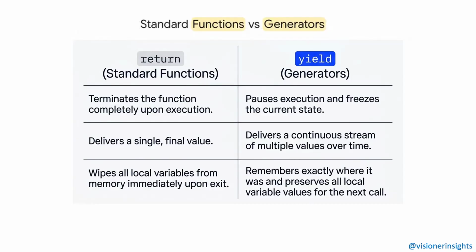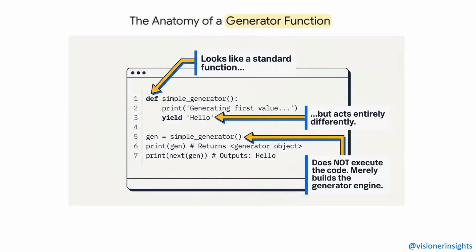A generator, however, uses the yield keyword. When Python hits yield, it literally pauses execution and freezes the current state. It delivers a continuous stream of values over time, remembering exactly where it was for the next time you call it. Let's examine the anatomy of this in actual code.